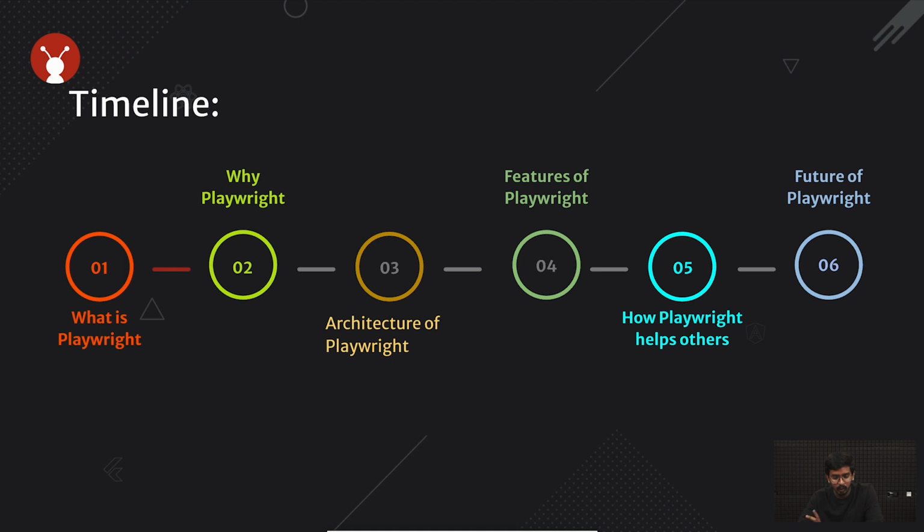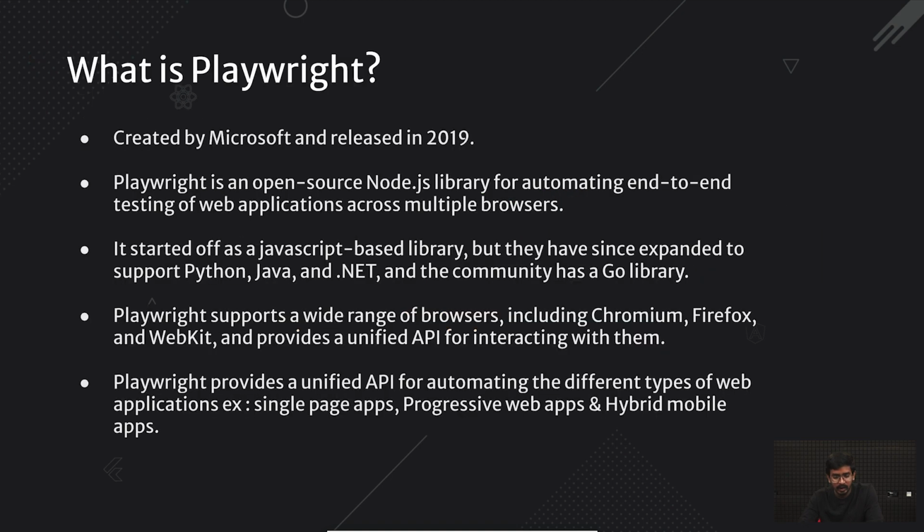You might be thinking, what is Playwright? Playwright is an automation tool created by Microsoft in 2019. It initially started as a Node.js library, but due to community support, it extended to Python, Java and .NET. Currently, it is extending to the Go language also. It is one of the major advantages of Playwright.